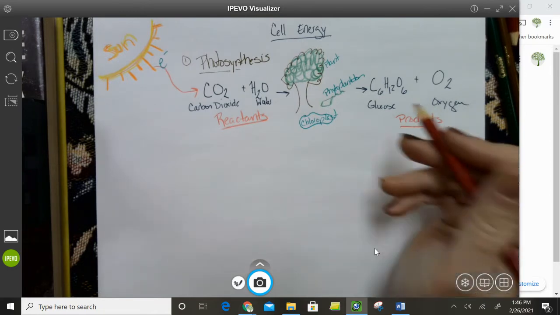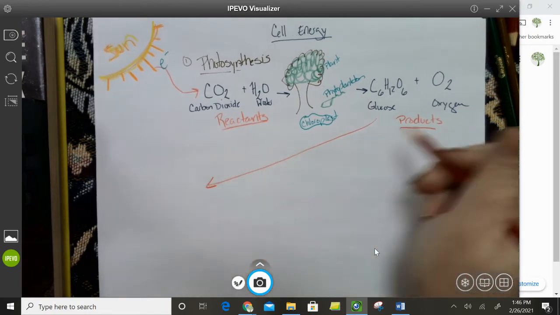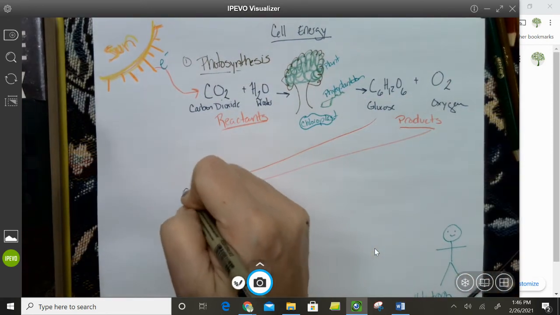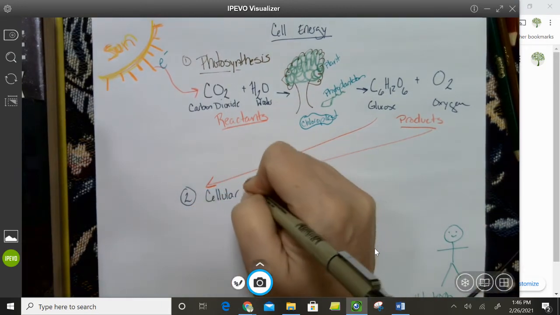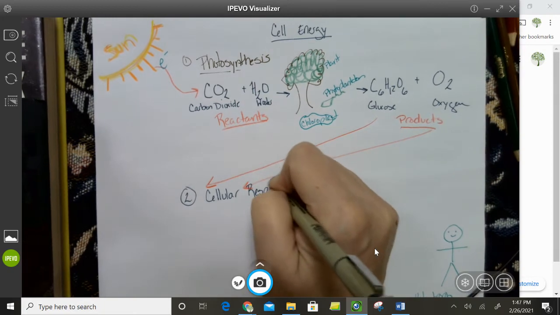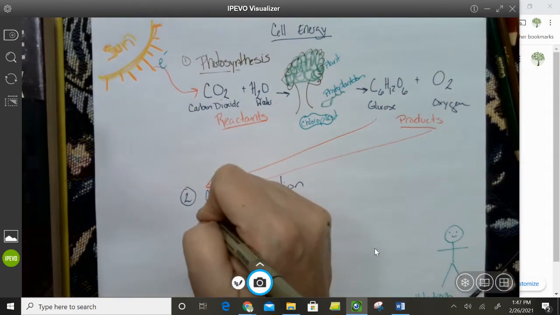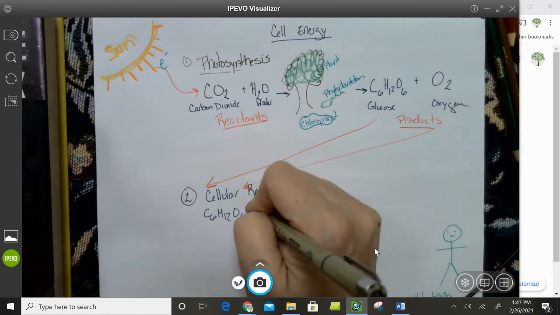What's neat about this is that the products of photosynthesis become the reactants of our next step of energy transformation. Our next step of energy transformation is called cellular respiration. Cellular respiration is going to take that glucose and oxygen.